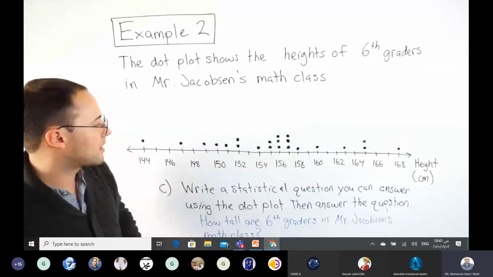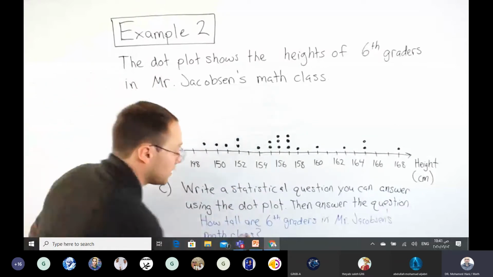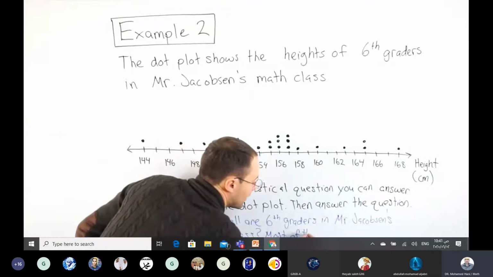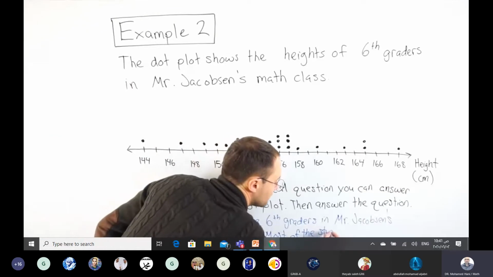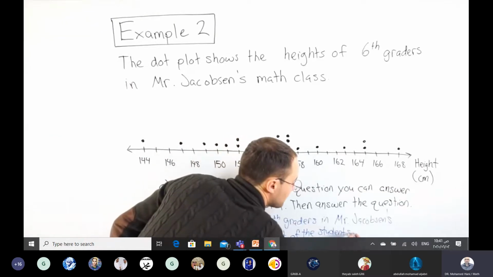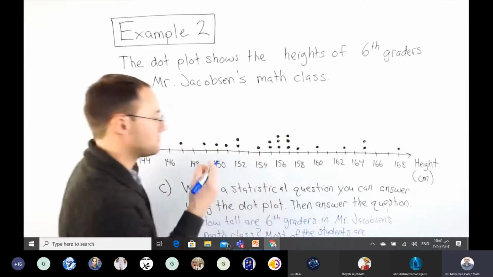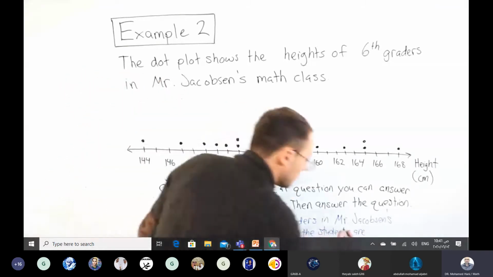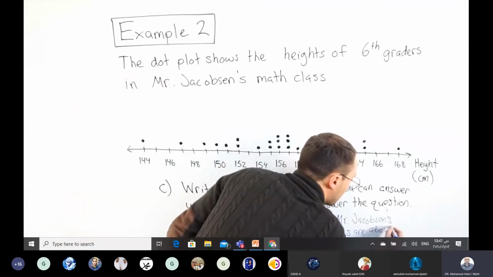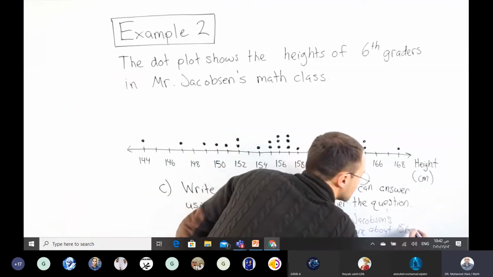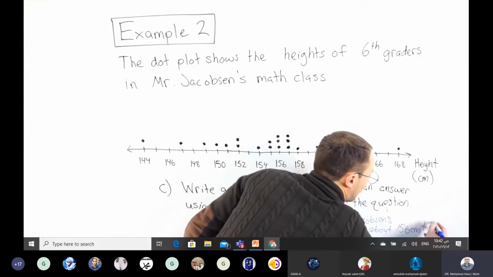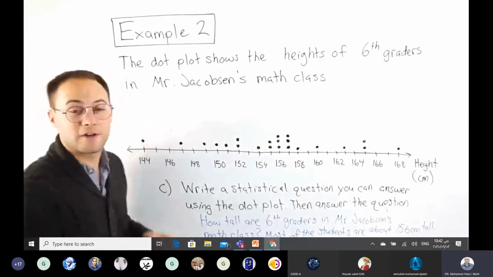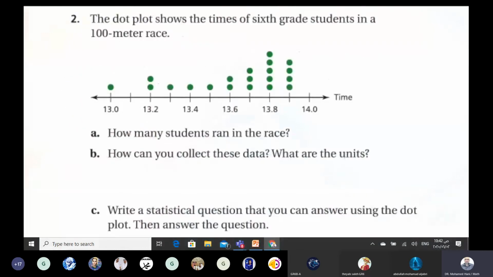That's also kind of where we have a cluster. So we would say most of the students are, what, about 156 centimeters? Probably are about 156 centimeters tall. Hopefully you can see all of that. That's it for example two. Here's one to try on your own.